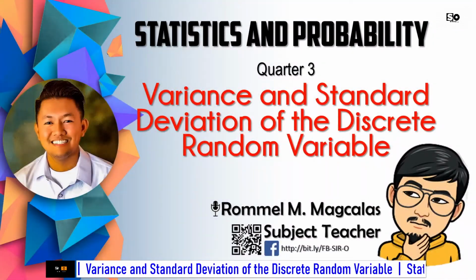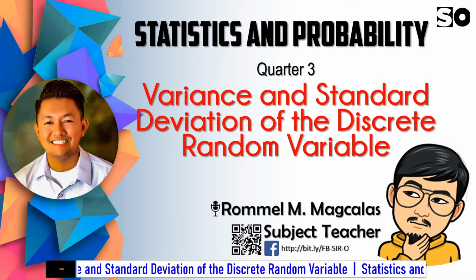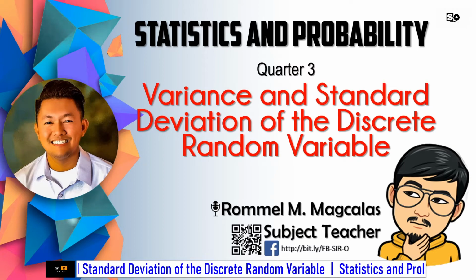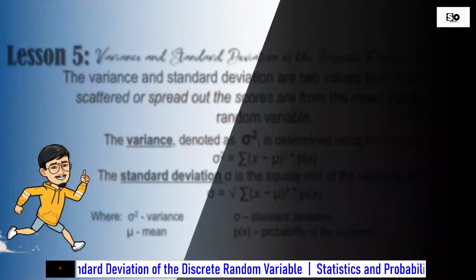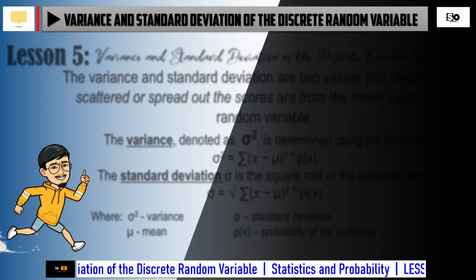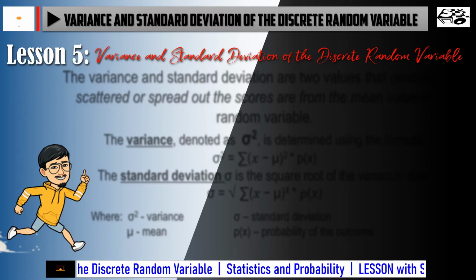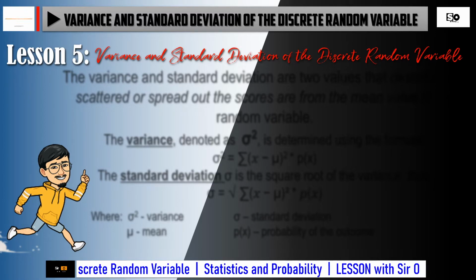For today's lesson, it is all about variance and standard deviation of the discrete random variable. Variance and standard deviation of the discrete random variable. Lesson 5. Variance and standard deviation.